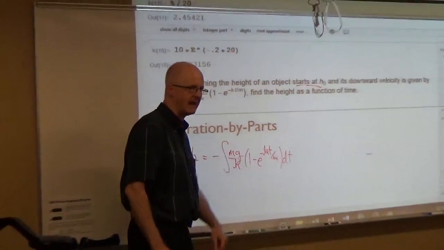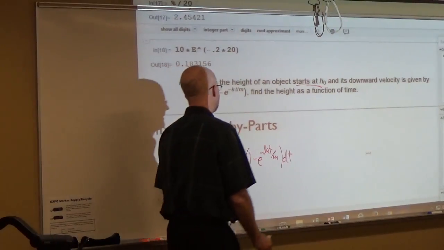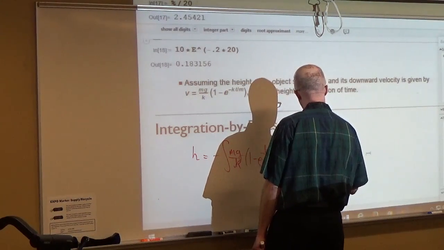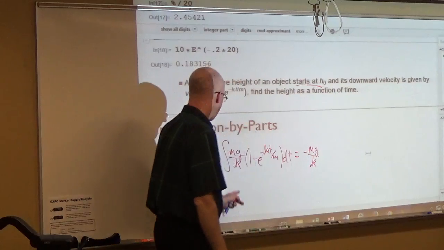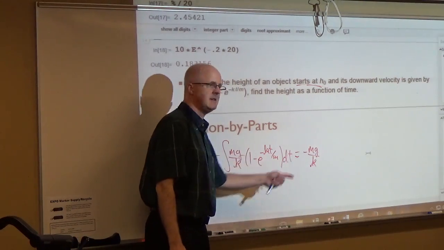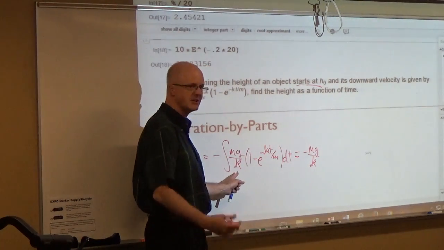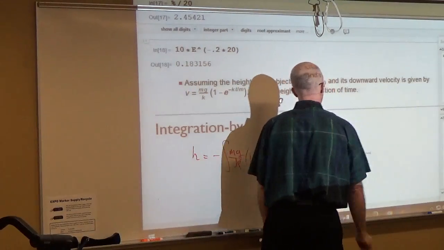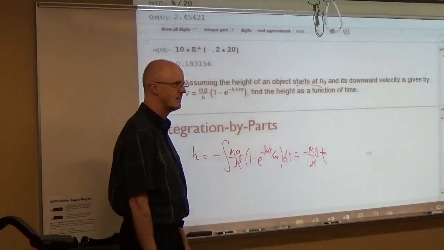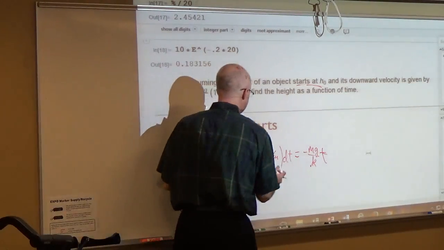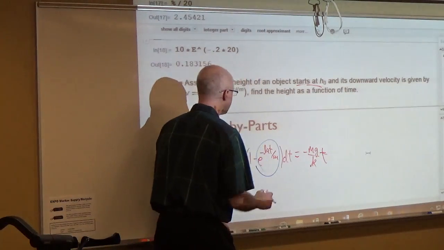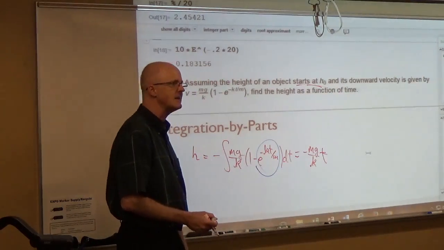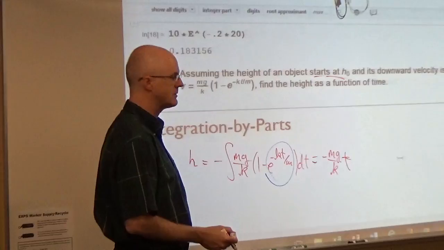Plus c can't be just anything. Integrating 1 is going to give you t. The mg over k just stays there with a negative sign. This is one of the terms in the height function. What about integrating this part, e to the negative kt over m? A bit tricky. To try to do it right, you might want to do a substitution.